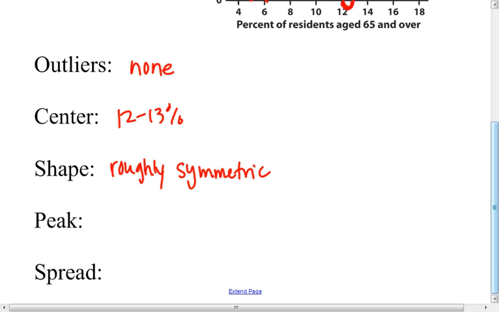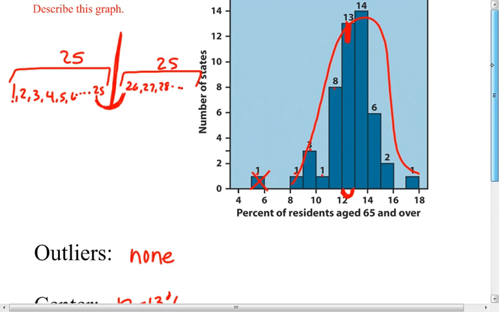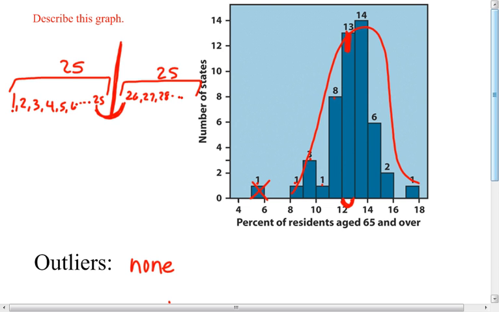Okay, then the peak. The peak is where the highest bar is. Again, I don't want to know how high the highest bar is. I can see that the highest bar is 14. That's not what I want to know. I want to know where it falls. And that highest bar falls right down here between 13 and 14%.